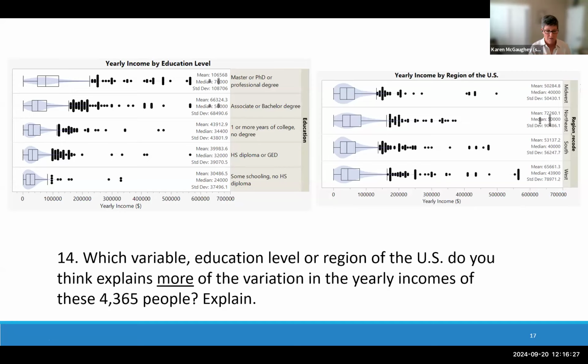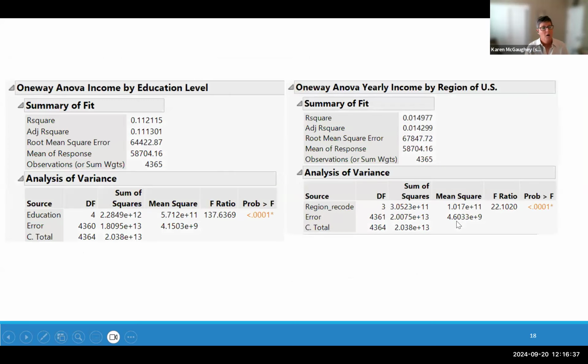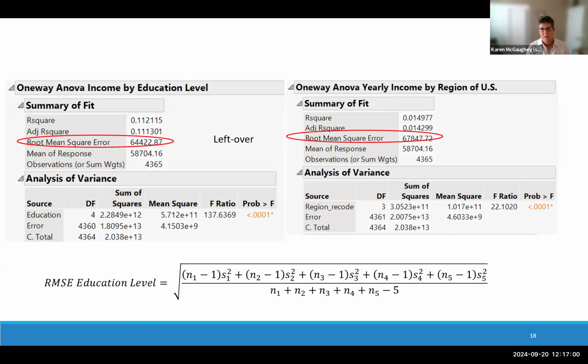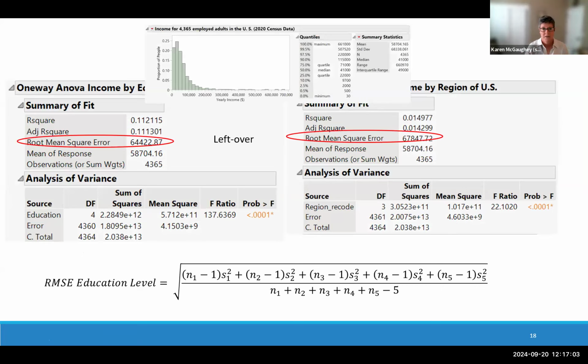I tend to teach a lot of the second course in statistics, and this is kind of where I start my students, because I eventually want to get to the analysis of variance. And I'm showing this to you so that you can see that the leftover variability is captured by the root mean square error statistic when we run an analysis of variance. And that's how that is computed. I'll talk about that in a minute.